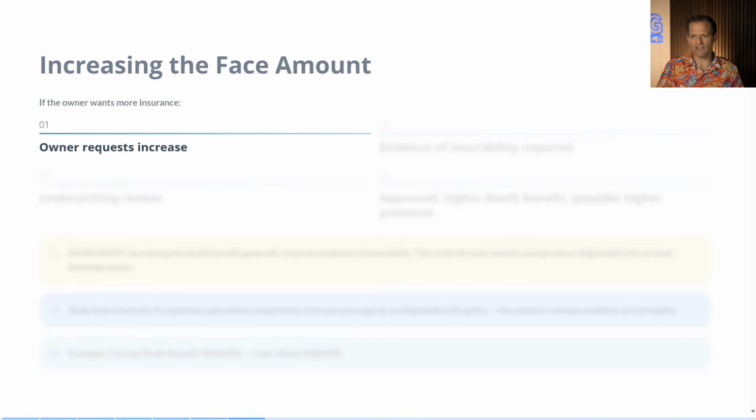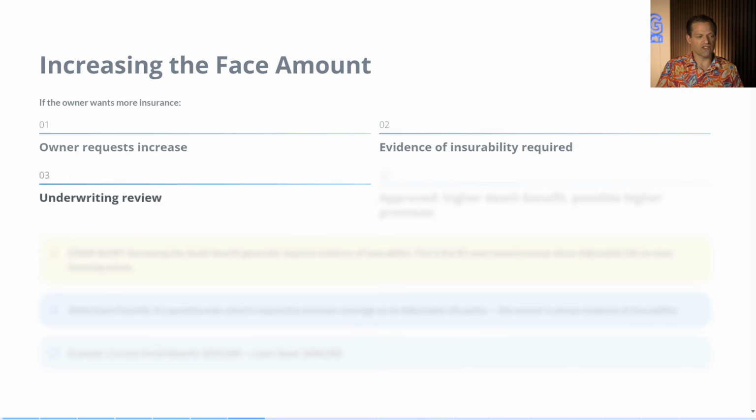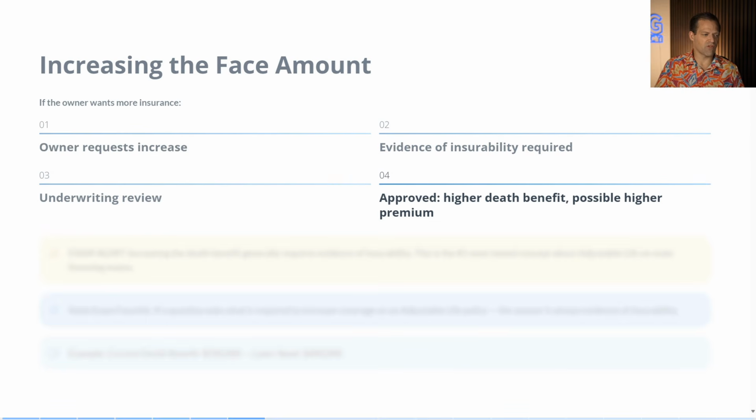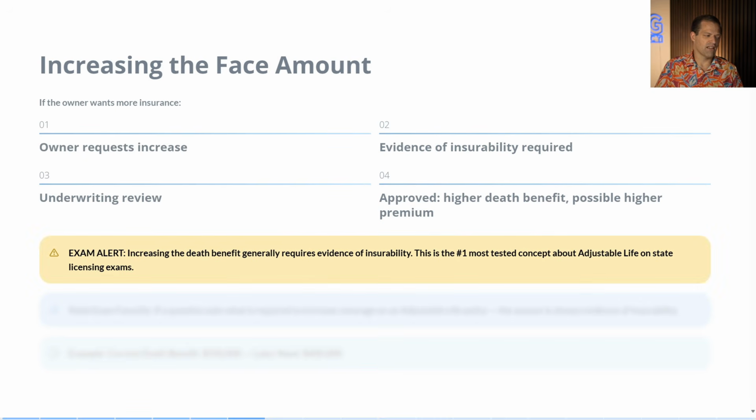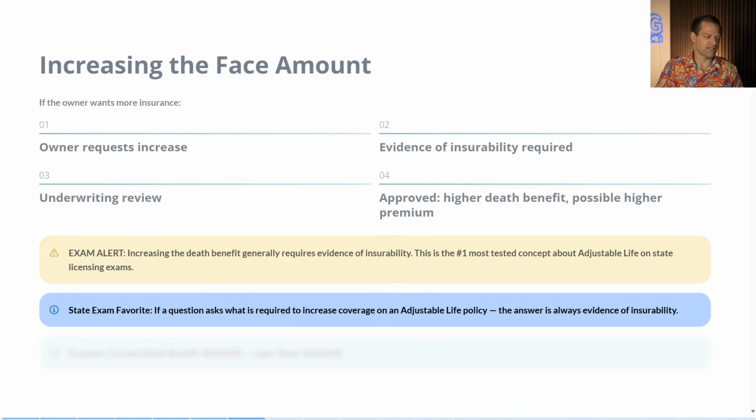If the owner ever wants more insurance, they can request an increase, and evidence of insurability is required, which requires underwriting, and then it's approved at a higher death benefit and a possible higher premium. Understand that increasing the death benefit generally requires evidence of insurability. And this is, again, the number one most tested concept about adjustable life on state licensing exams. So I repeated it a bunch already because it's that common.